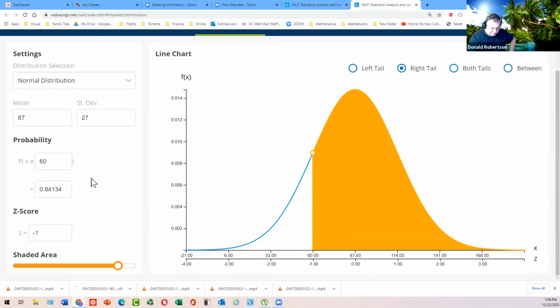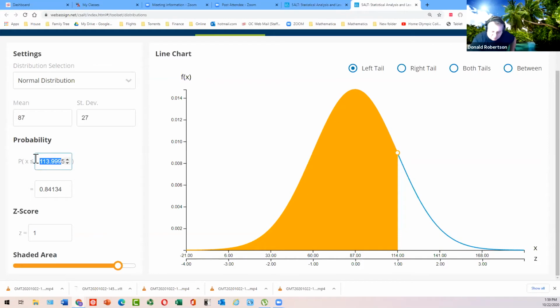And the answer we get is 84, right? So that's 0.84, 84%. Let's say we want to do less than 110. Well, that comes out about 0.80.